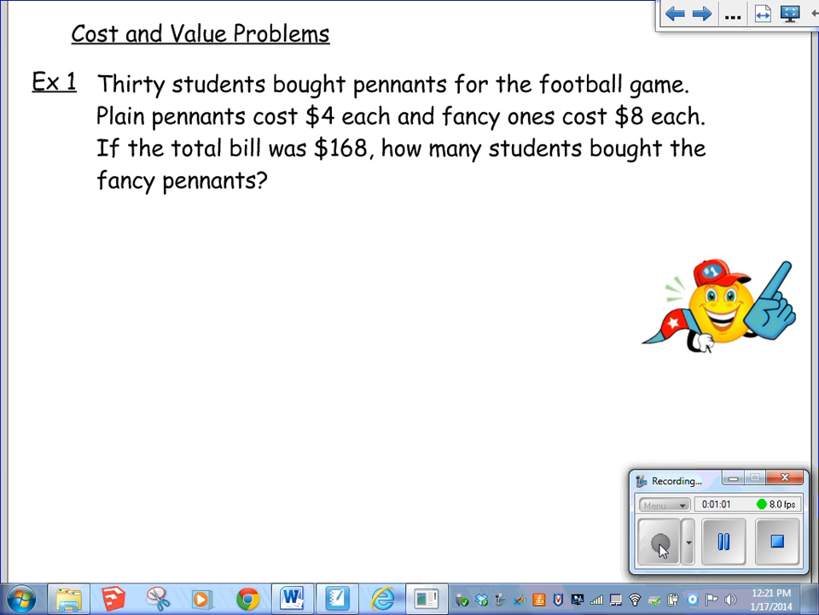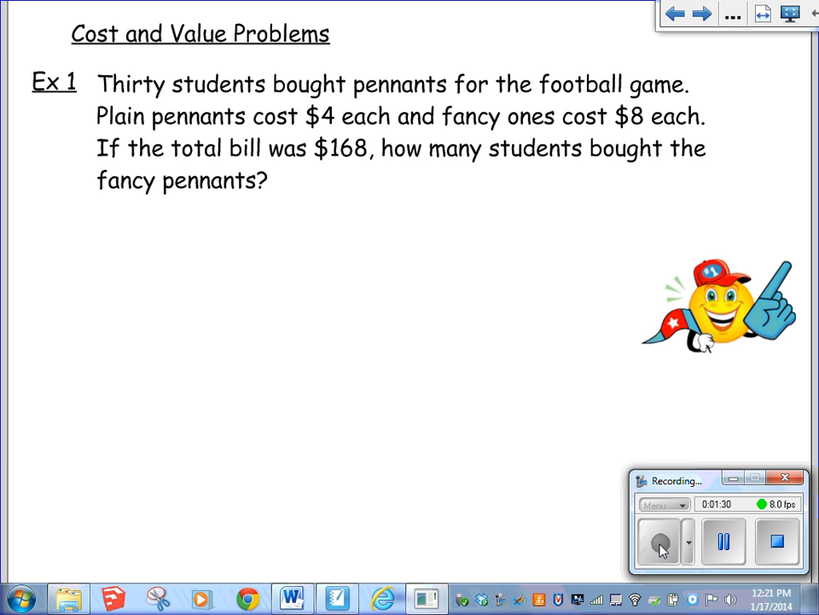What's another number besides 30 in the problem? Mikey? 168. And what's that? The total bill of all the pennants put together. Everything put together, 168. What's another number? Mike? 4. The cost of a plain pennant. One more number buried in there. Can you find it? Daryl? 8. The cost of the fancy pennant. Yeah, that's a lot of information.